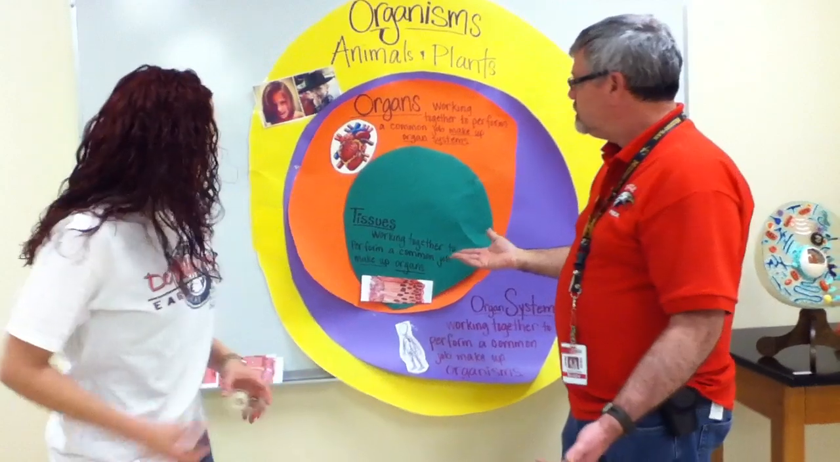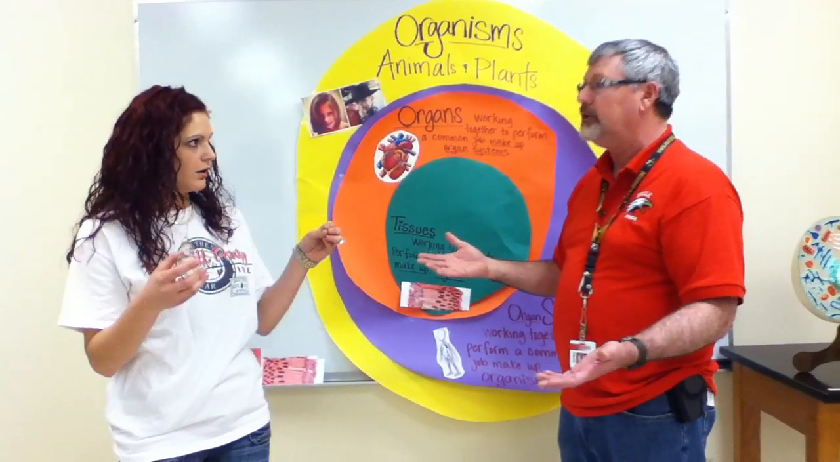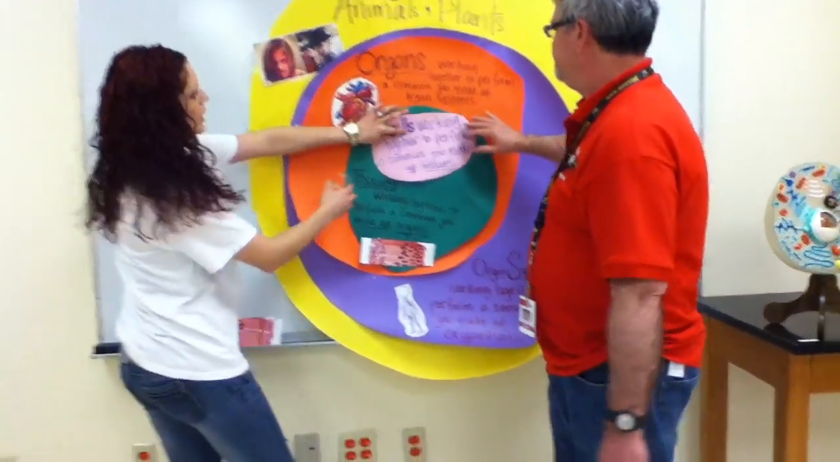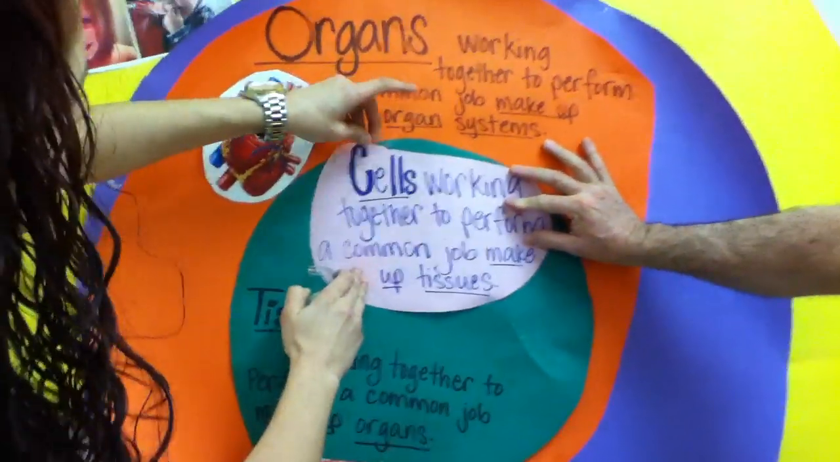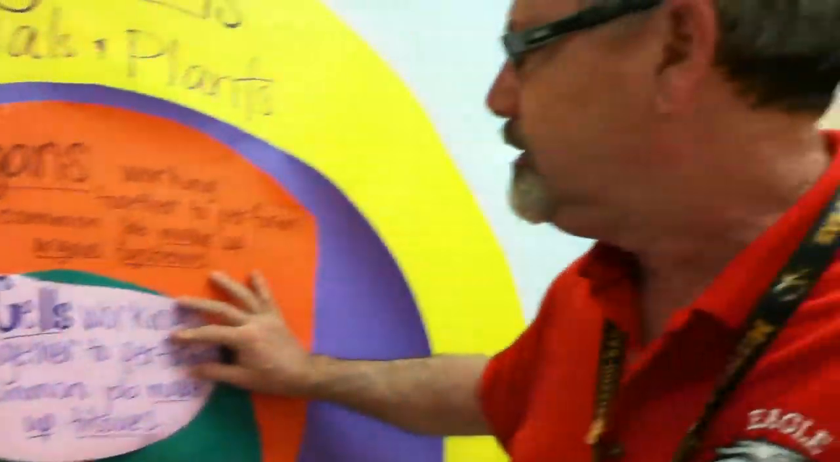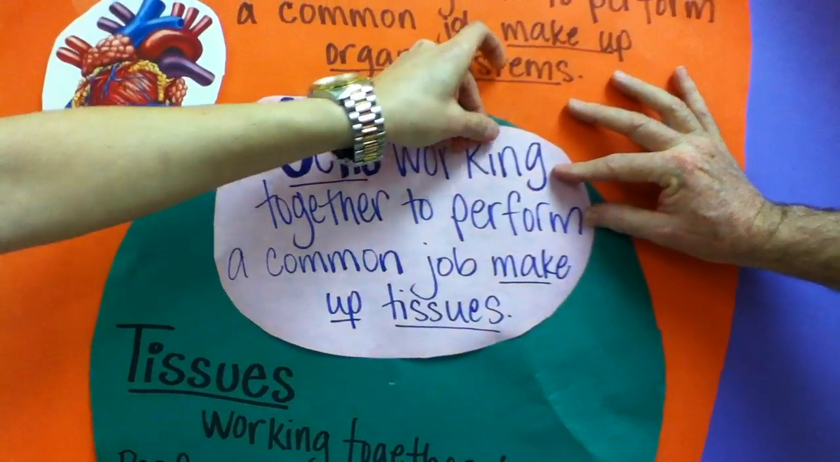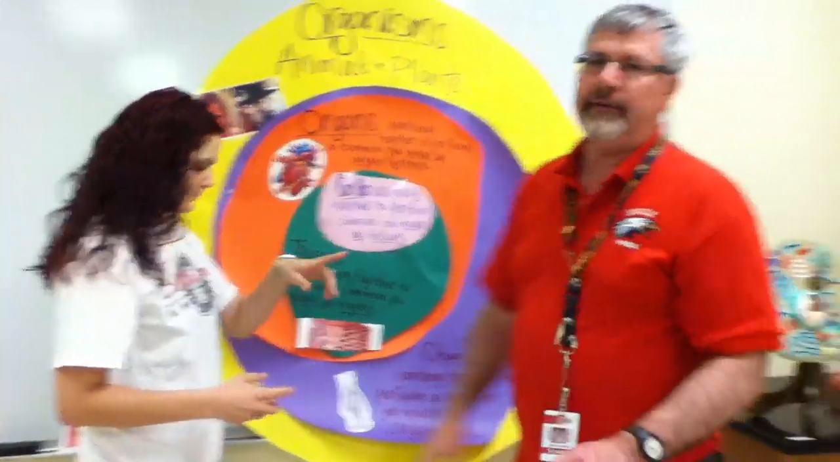Correct. Okay. So we've only got one basic unit. Yeah, the building block of all life is the cell. Cells working together are making up the tissue. So we're back to where we started with before. Cells working together on a common job. Okay, so can we remind them what a cell looks like? Okay, let's go through this one more time.